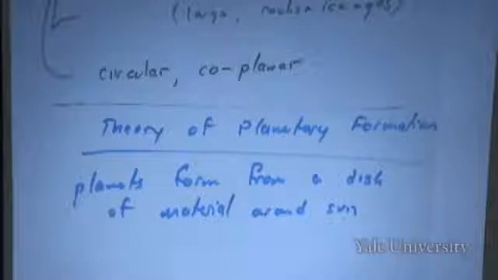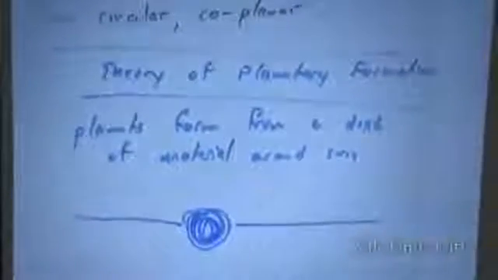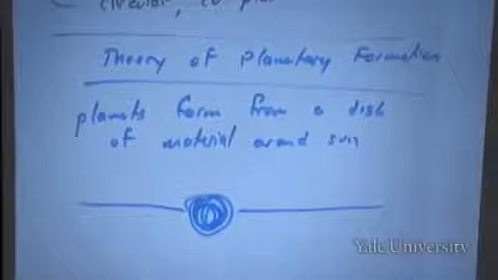Theory of planetary formation. The idea is that the planets form from a disk of material around the sun. So the sun and the planets are created out of a collapsing cloud. The cloud collapses. Some parts of the cloud are rotating. That prevents them from collapsing. And so you have a situation after a while where you have a star-like thing in the middle and then a disk of stuff around it. So this is a side view. And in the top view, all these things are in orbit here.